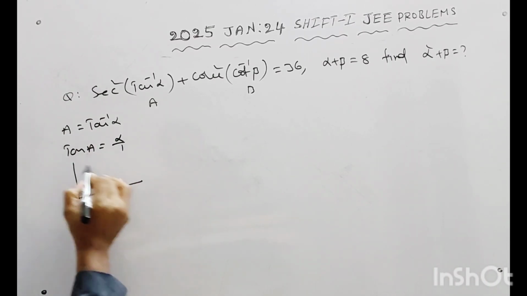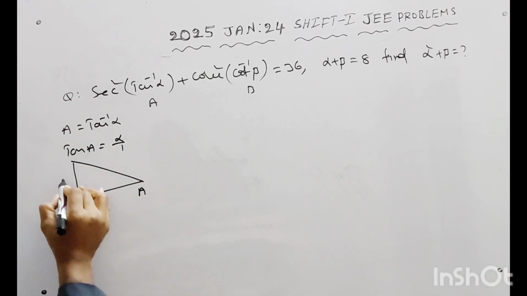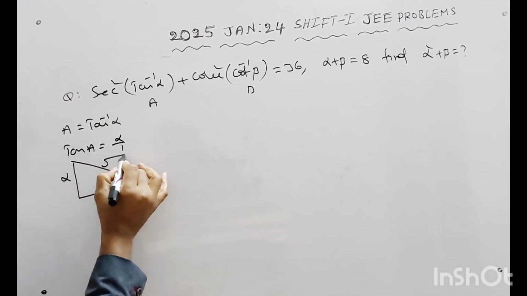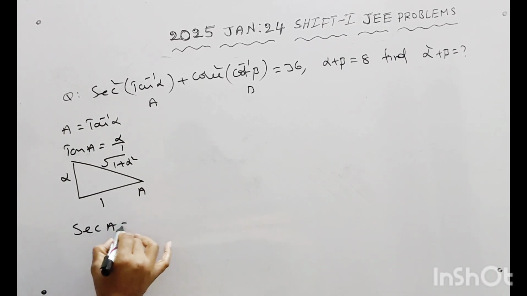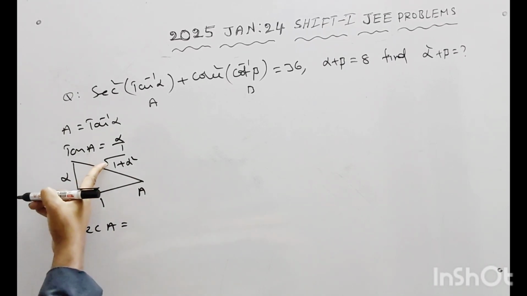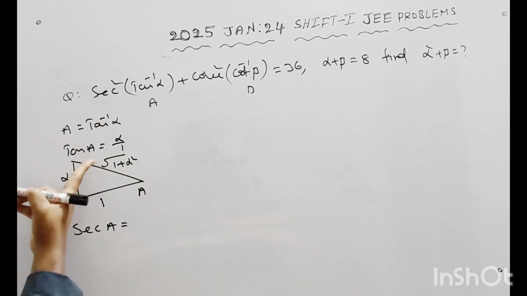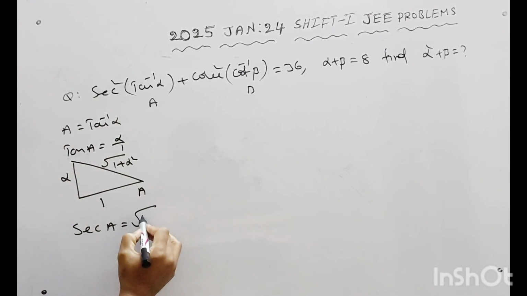So here the triangle is this one. This is alpha, this is 1. So this value will be root of 1 plus alpha square. So from this one, you tell what the secant a is. So secant a is hypotenuse by adjacent side. So this by this, you will get what? Root of 1 plus alpha square.